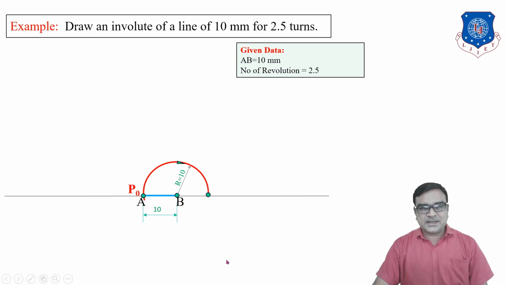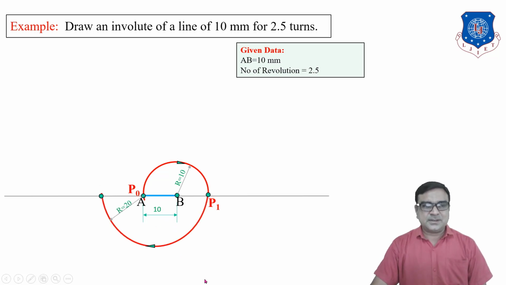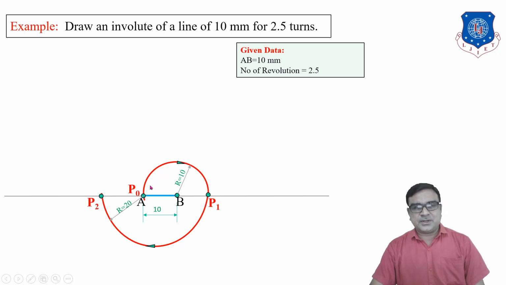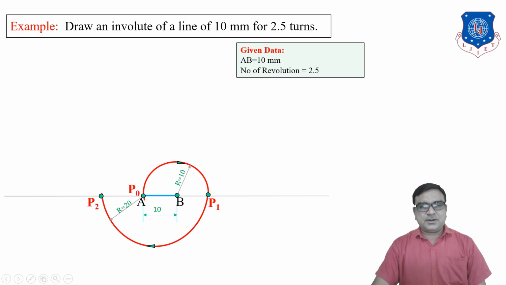If we extend from P1 for another half revolution, for that we take center A, 20 mm radius, and draw a semicircle. This is P2. So up to this, the involute is known as the involute of a line for one revolution.